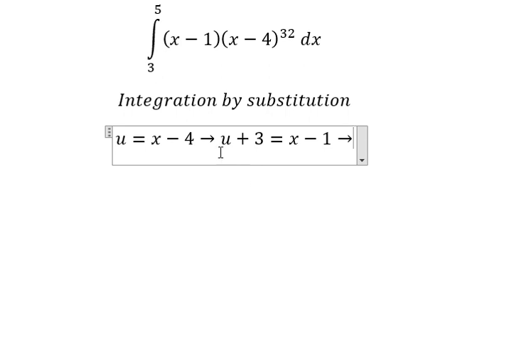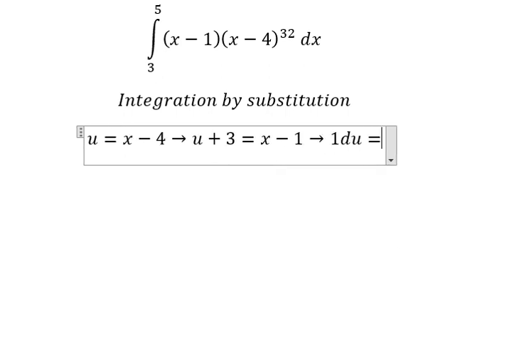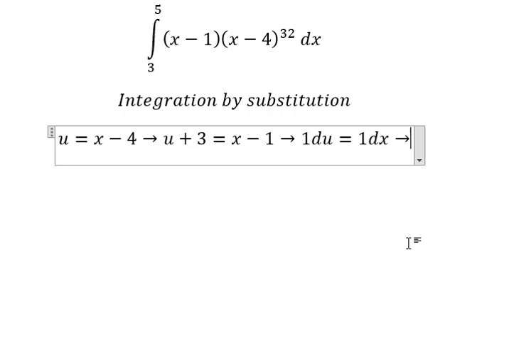Next we need to take the first derivative of both sides. This one we have 1, this one we have 1, and these two are constants, so you get 0. And now we have it like this. The 1 and 1 we simplify.